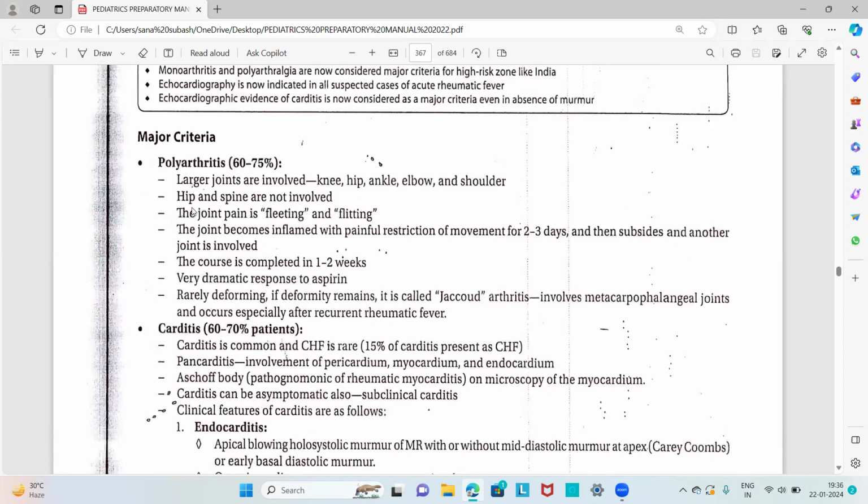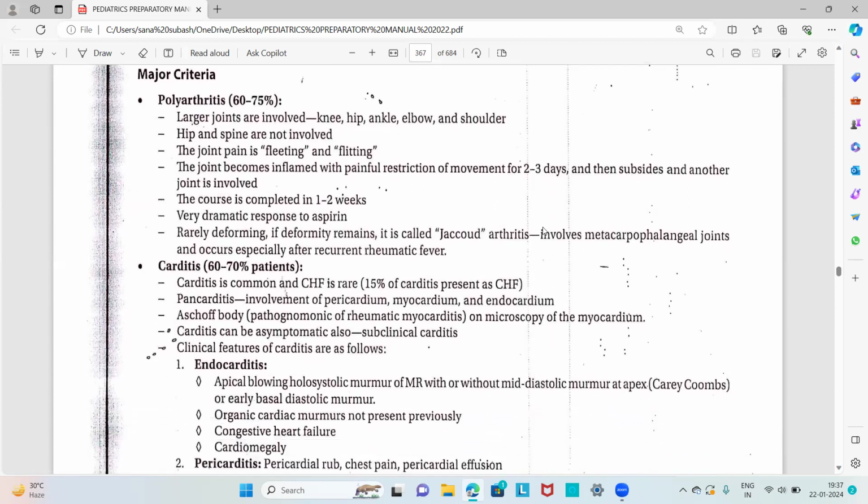About the major criteria, in polyarthritis, the large joints are involved: knee, hip, ankle, elbow and shoulder. Hip and spine are not involved. The pain is fleeting and flitting type, and very severe pain happens in acute rheumatic fever. The joint becomes inflamed with painful restriction of movements for 2 to 3 days, then subsides and another joint is involved. That is migratory type. The course is completed in 1 to 2 weeks. There is a very dramatic response to aspirin. Rarely this polyarthritis is deforming. If deformity remains, it is called Jaccoud arthritis.